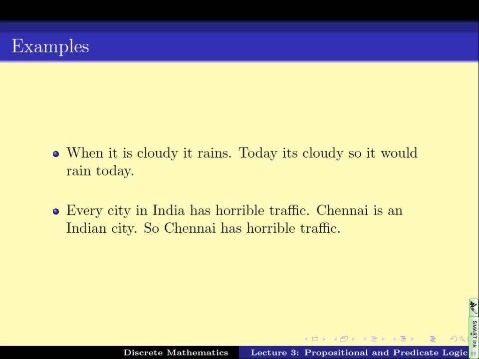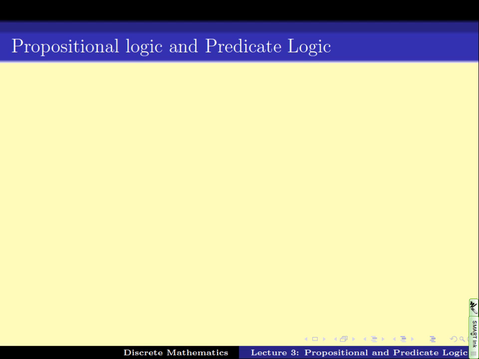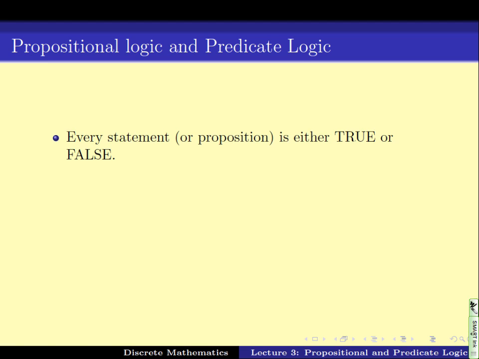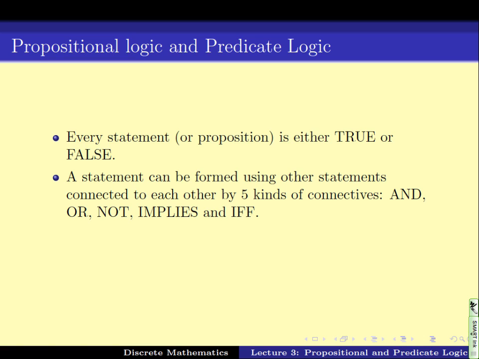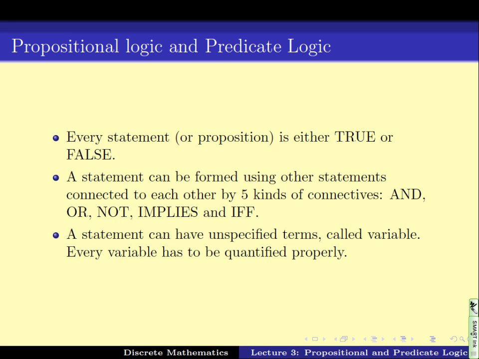So, formally speaking, in propositional logic and predicate logic, we say that every statement or proposition is either true or false. These statements can be composed of other smaller statements, and they can be connected using 5 different kinds of connectives: and, or, not, implies, and if and only if. A statement can have unspecified terms called variables. Each variable has to be quantified properly.